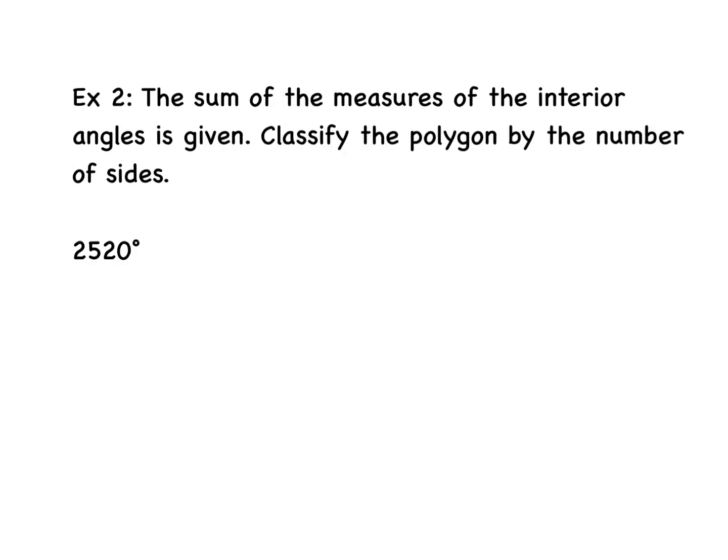All right, next. The sum of the measures of the interior angles is given. Classify the polygon by the number of sides. So they told me here how much is the total of the interior. But what we need to find is the number of sides and then classify it. So we're going to use the same formula. We're going to say n minus 2 times 180 equals the sum.